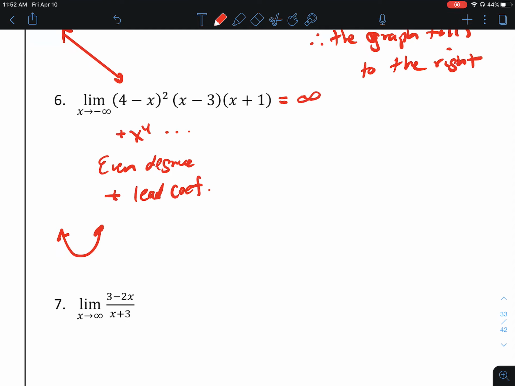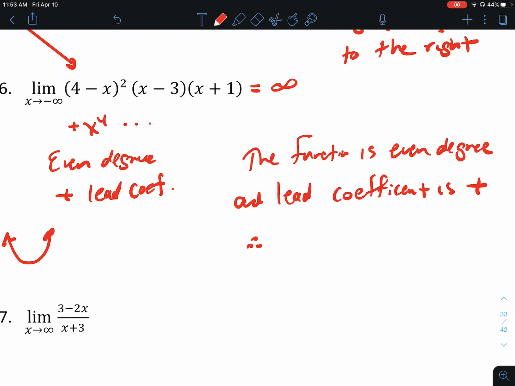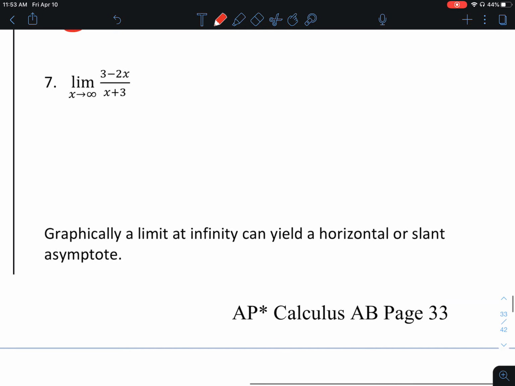Make sure you don't just say it's even. If you say the function's even, that means it's symmetric to the y-axis. And that is not what we're saying. We're saying that the degree of the function is even, and the lead coefficient is positive. Therefore, the graph rises to the left. As you go left, it goes up, is what that means.